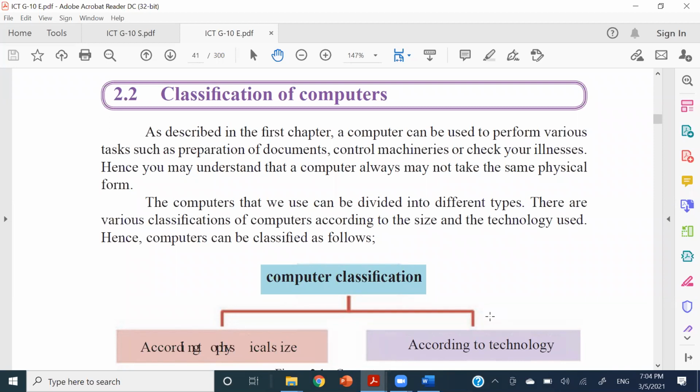Right? So when it comes to the physical size, there are four major categories. Right? So we call them supercomputers, mainframe computers, mini computers, and microcomputers. The computers that we use are categorized in the category which is called the microcomputers. Again, the last three types of categories are ones that the general public is not going to be involved with.